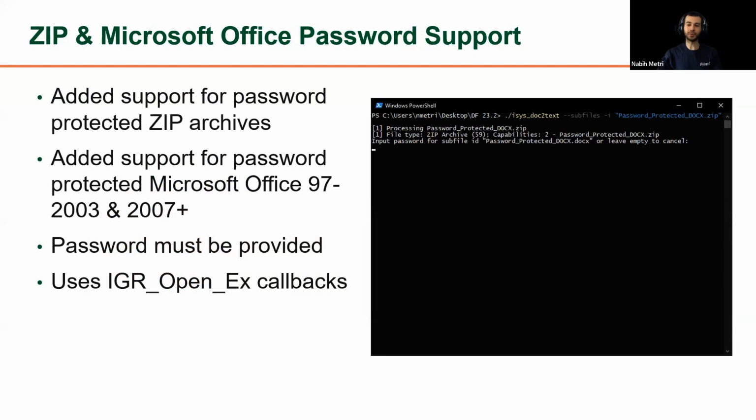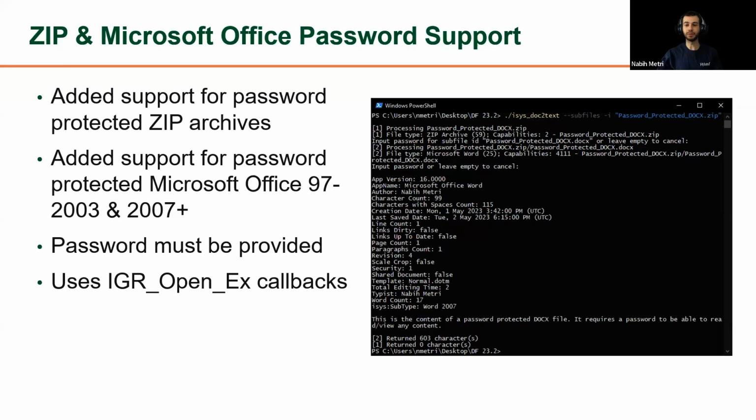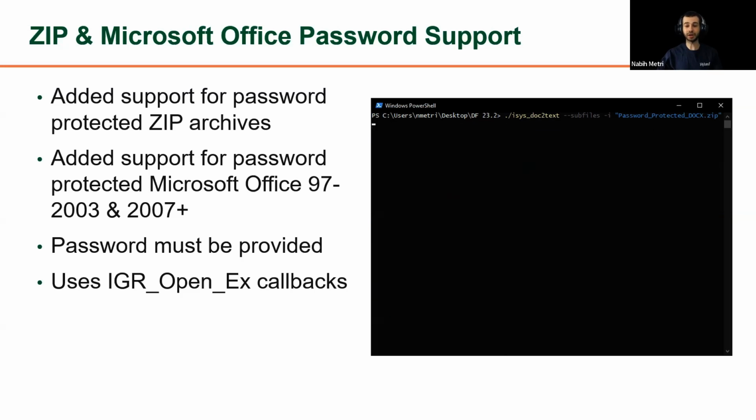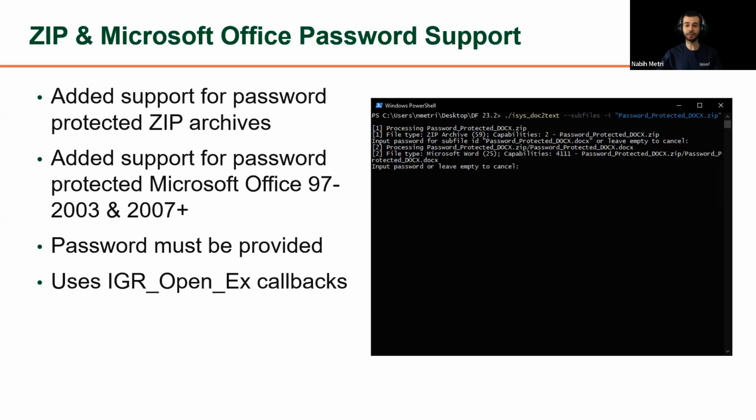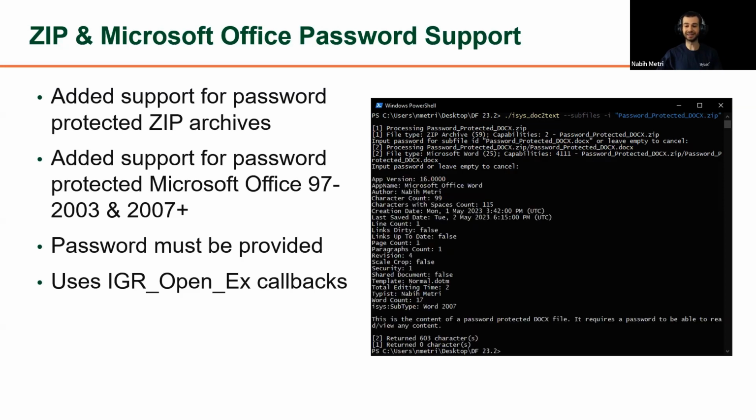So next up, we have support for password protected files. If you recall from our 23.1 release, we added support for 7-zip and RAR files, and we've now completed our archive format with support for zip files. In addition to archive format, we've added support for Microsoft Office formats. This includes Word, Excel, and PowerPoint in all Office versions dating back to '97. Microsoft 365 is also accounted for in that.